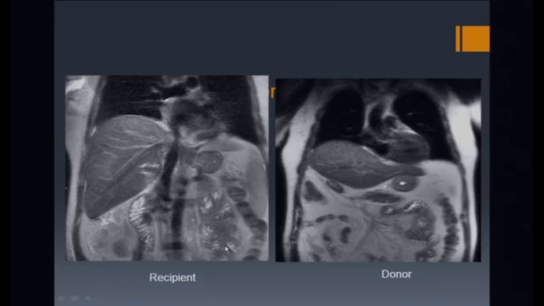And this is a coronal MR image of the same liver in the recipient on the left side and the donor on the right side. So the recipient has received the right lobe and the left lobe remains in the donor.